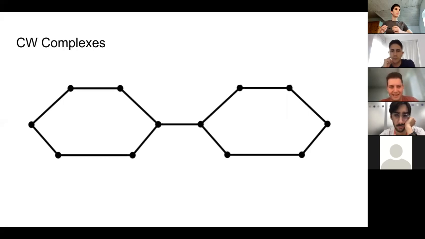This is important. Any graph is a cell complex. So cell complexes are a generalization of graphs, and that's something good to keep in mind. Now, something we can do here further is to generalize this procedure.